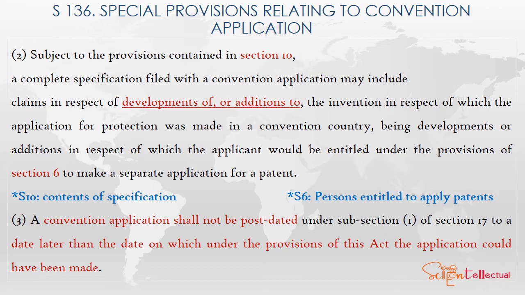Section 6 deals with persons entitled to apply for patents. Now it says that as per Section 6, whoever is entitled to apply for patents, that is the true and first inventor, then the legal representative of a deceased person or assignee of the true and first inventor, they are entitled to apply for patents. Now they can apply for a patent of addition in case of a convention application, and all the specification should be in the prescribed manner as per Section 10. Subsection 3. A convention application shall not be postdated to a date later than that on which it was or it could be made.